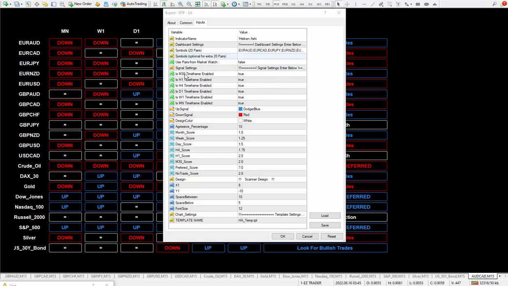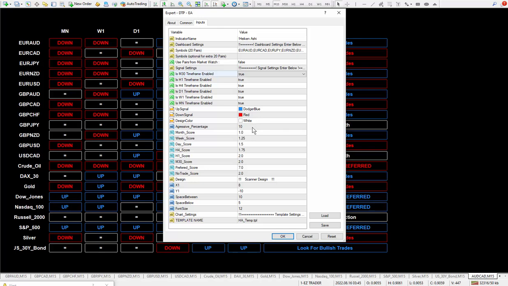Now I activate all the different time frames so it's on true. You can actually put it on false in case you don't want it, but I recommend leaving it on true. Here are your colors: blue, red, and the writing on the side here in some boxes, neutral, are white.